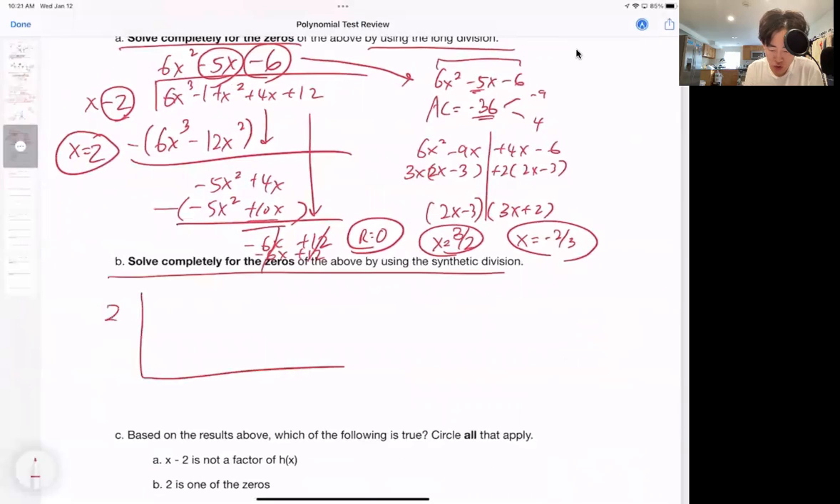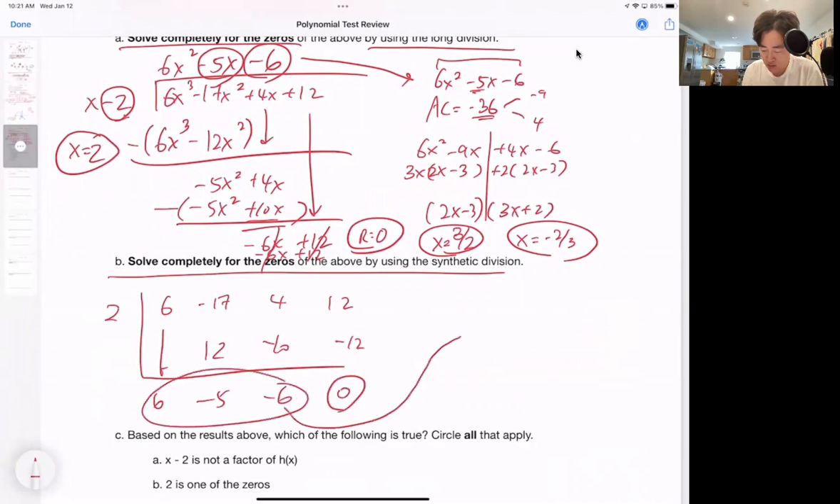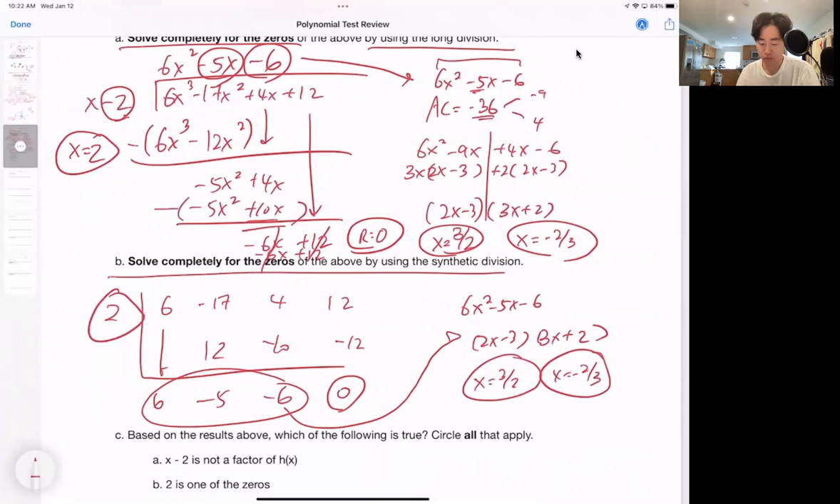That's a lot better. So 2, 6, negative 17, 4, 12. Bring down the 6, 12, negative 5, negative 10, negative 6, negative 12, 0. So you get the exact same thing as from before. And then you can copy and paste what you have factored from the previous because you're pretty much doing the same thing. So x equals 3 over 2, x equals negative 2 over 3. So these three will be my zeros: 2, 3 over 2, and negative 2 over 3.